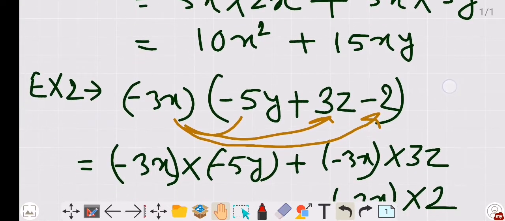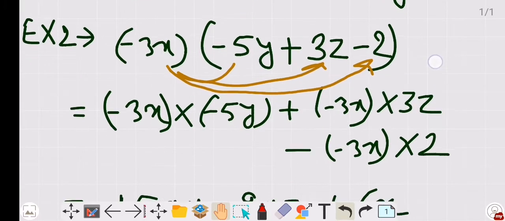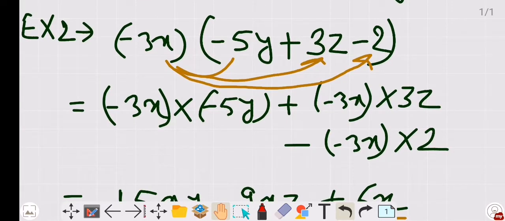Just have a look at the second example, minus 3x is multiplied with minus 5y plus 3z minus 2. Monomial to trinomial. Similarly, the monomial term minus 3x is multiplied with each term of this second expression, this trinomial. After following the rule, and it is very important to follow the sign multiplication, this is minus 3x into minus 5y plus minus 3x into 3z minus 3x into 2.